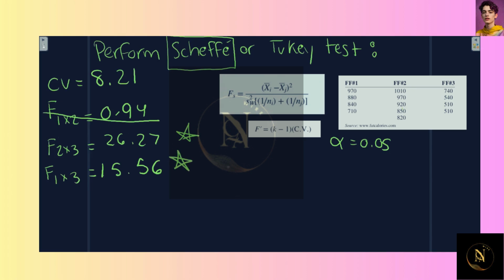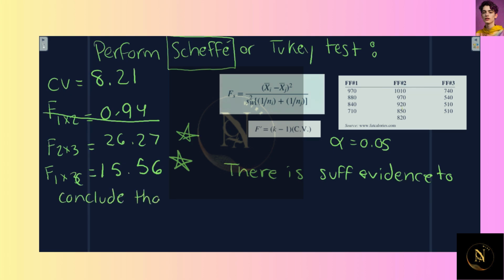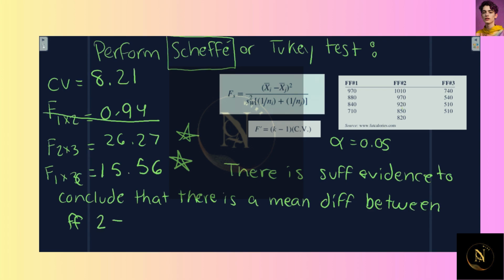So let's go ahead and summarize our results. There is sufficient evidence to conclude that there is a mean difference between fast food restaurants 2 and 3, and fast food restaurants 1 and 3.